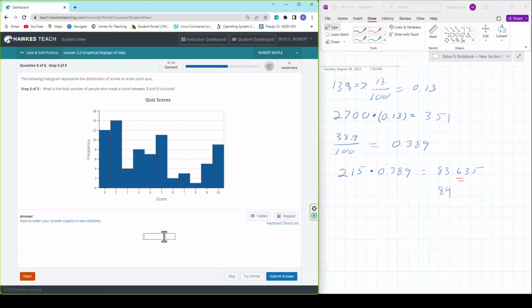Okay, now this is a problem which most people have problems with. We have to be careful how we read this. What is the total number of people who made a score between 3 and 5 inclusive? So they want to know how many people scored a 3, how many scored a 4, and how many scored a 5. Notice that 8 people scored a 3, 7 people scored a 4, and 11 people scored a 5. So your answer is going to be 8 plus 7 plus 11. 15 plus 11, which is equal to 26. This should be 26.